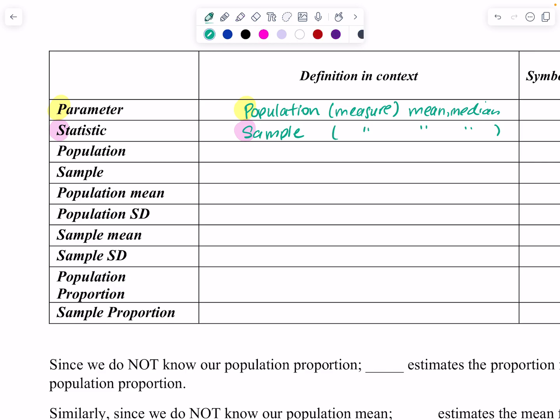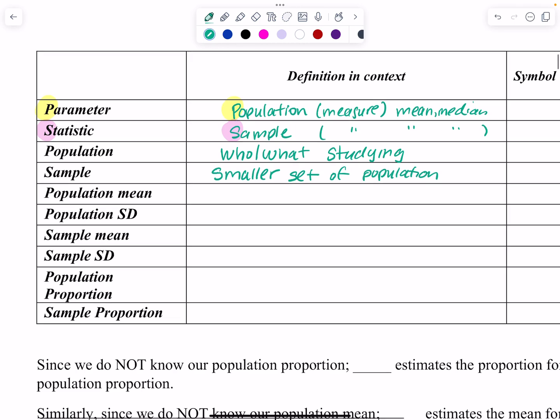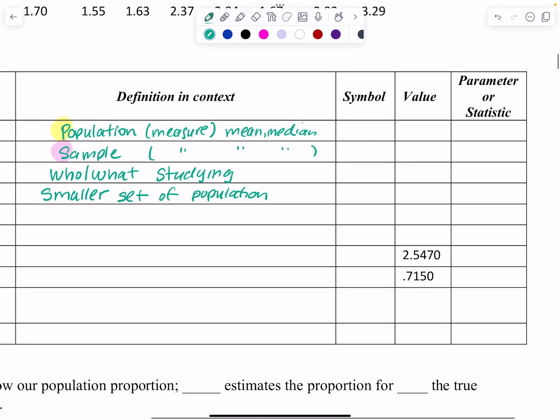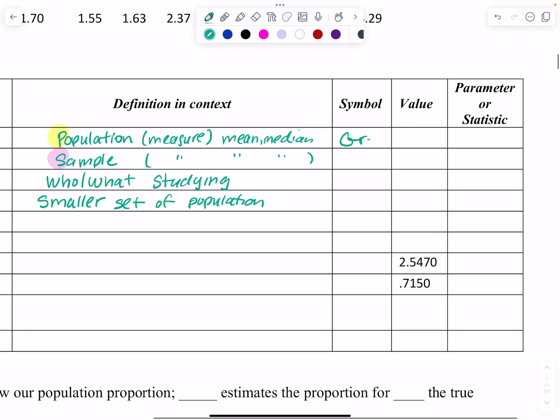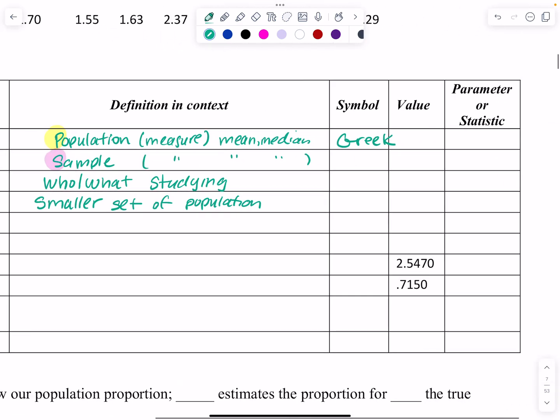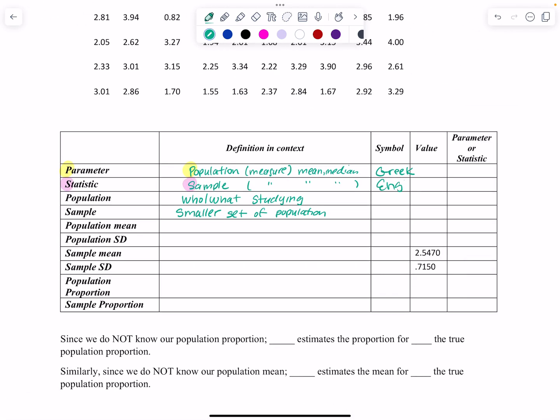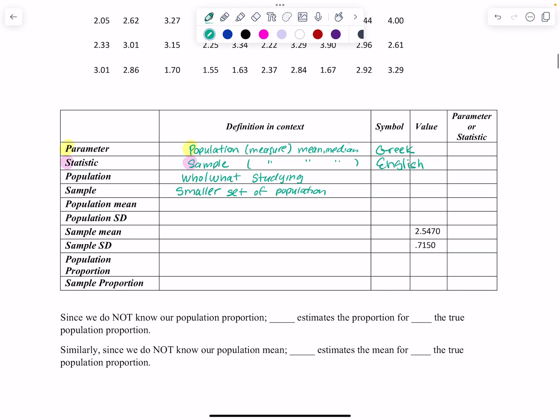The population is who or what you are studying. And the sample is drawn. It's a smaller set of the population. Now the parameter, let me just remind you here, parameters and statistics: for the parameter, my symbols are going to be Greek, and for my statistic, they are going to be English letters. For the most part, there's one exception, and I'll get to that.